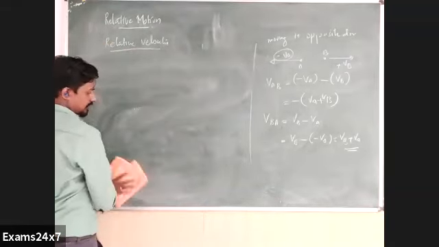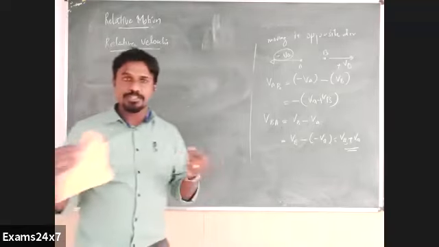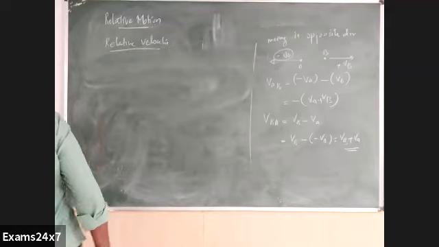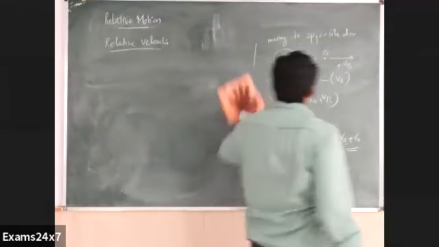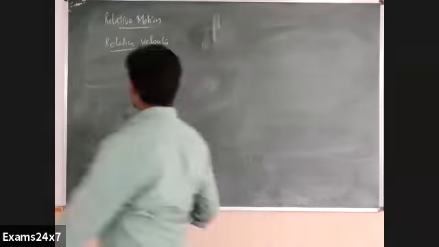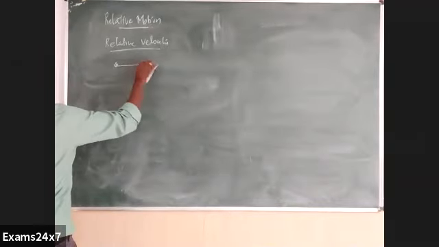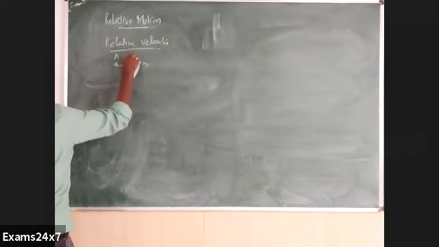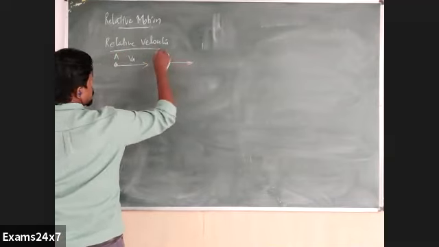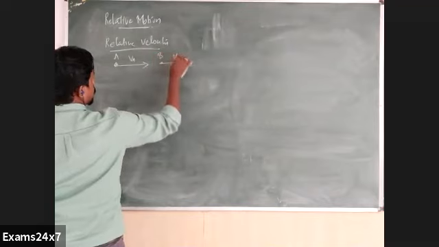In this case, we have seen two objects either approaching towards each other or moving away from each other. Now, let's see two objects moving in the same direction. Object A is moving in this direction with velocity VA, and object B is moving in this direction with velocity VB.